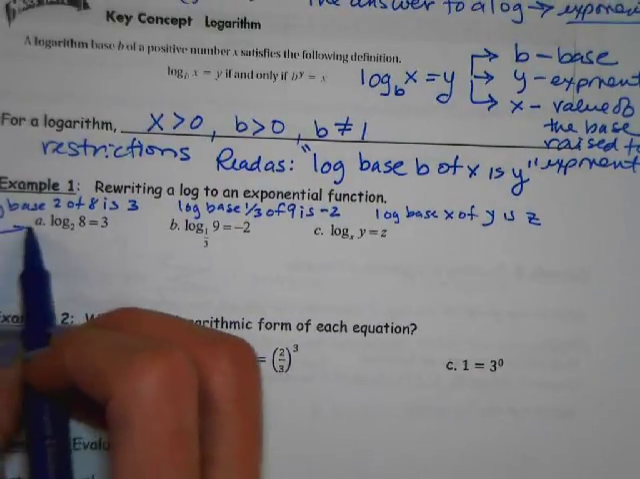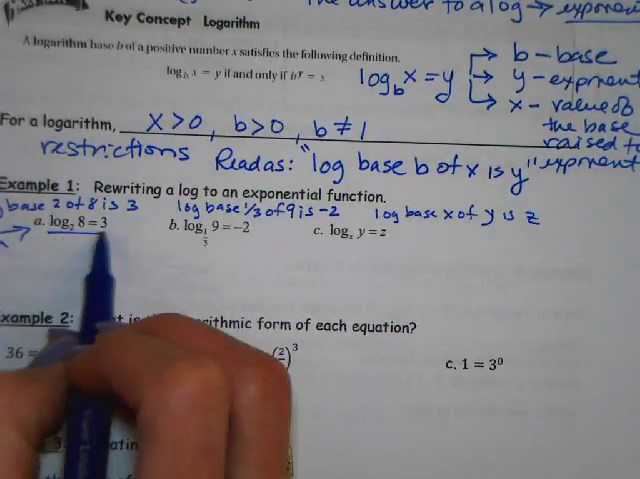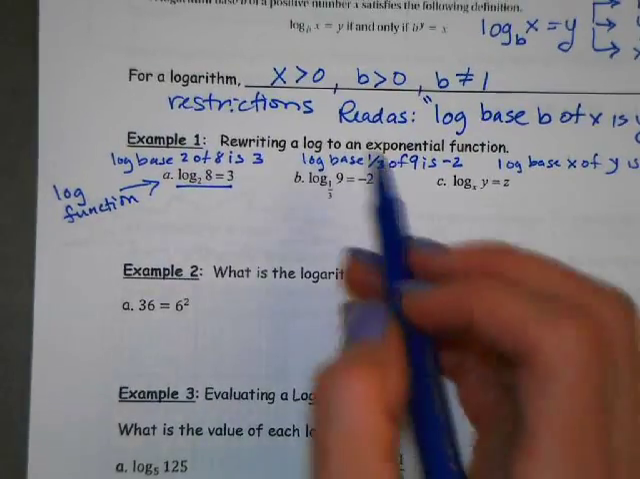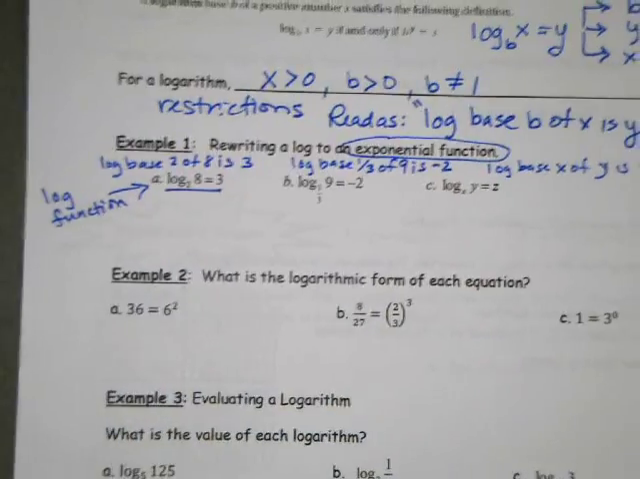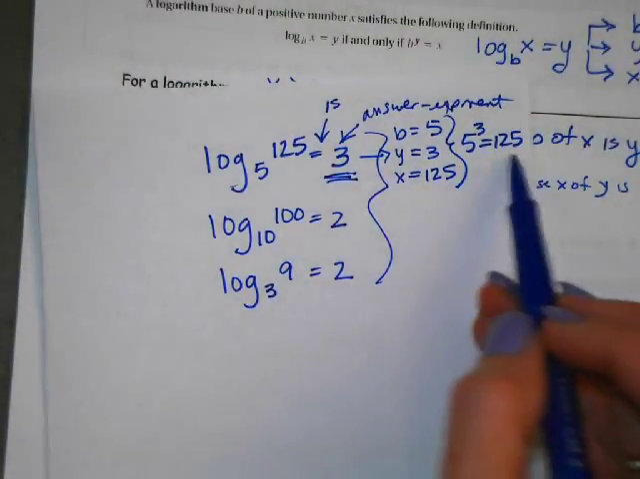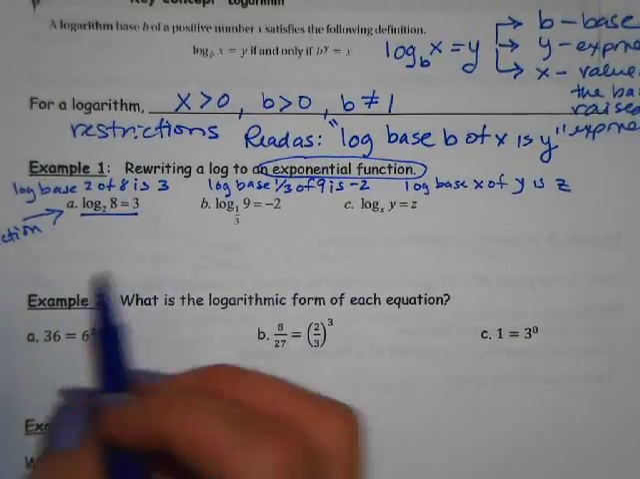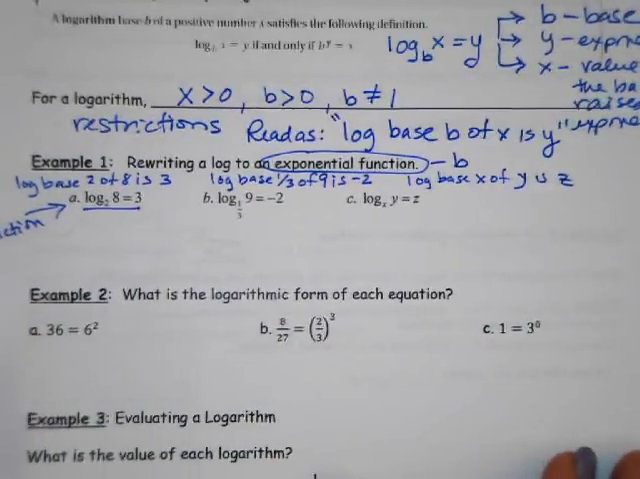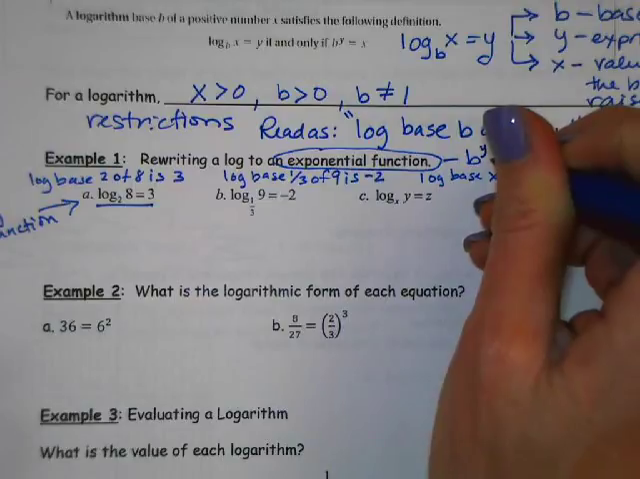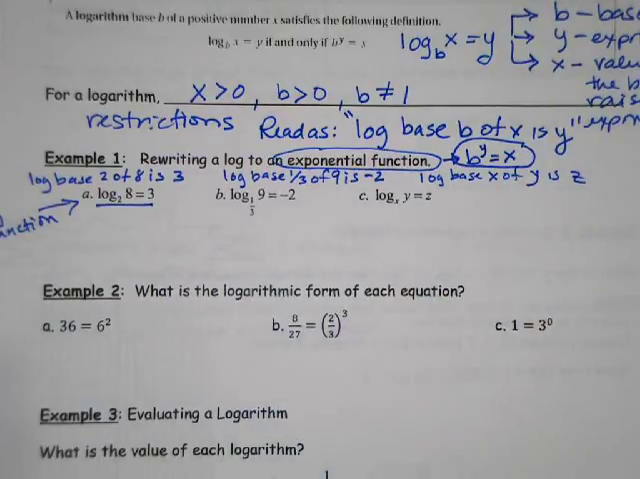Okay. So what's going to happen is they're going to give you what we call a logarithm function right here. And now it wants you to write it in what's called the exponential function. It wants you to convert it. So we want to go from this, where we have it like this, to where we have it like that. Our exponential function is going to be where we state it as the base to the y equals x.